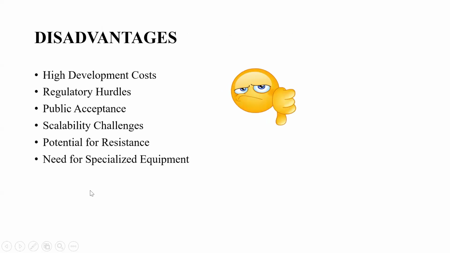Disadvantages. High development cost. Engineering for detection requires significant investments in research and development, including lab equipment, personnel, and testing. All this can be very costly and expensive to maintain. Next one, regulatory hurdles. Strict regulations may govern the use of genetically modified organisms, that's GMOs, in agriculture. So there are still regulations concerning that, and it can delay implementation and increase costs.